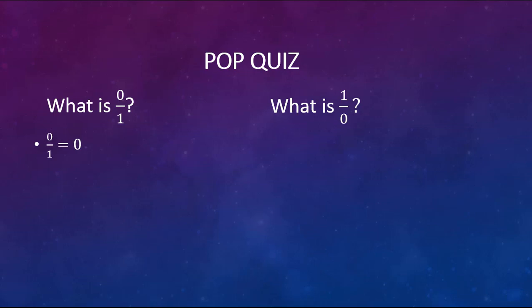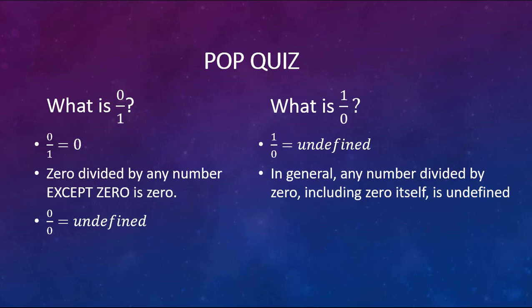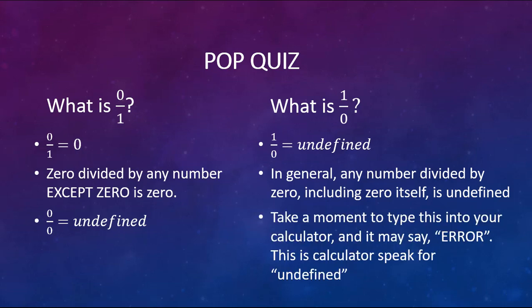0 divided by 1 is 0. In fact, 0 divided by any number except 0 is always 0. 0 divided by 0, however, is undefined. Likewise, any number, including 0, divided by 0 is undefined. In general, again, any number divided by 0, including 0 itself, is undefined. Make sure you know this and memorize it.